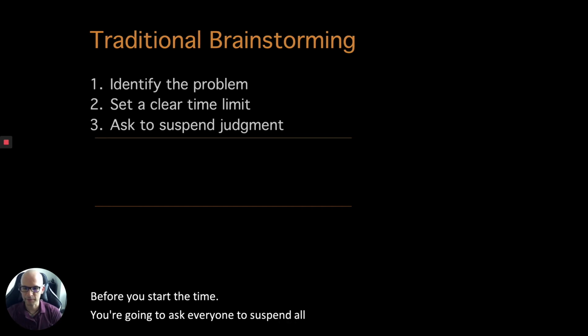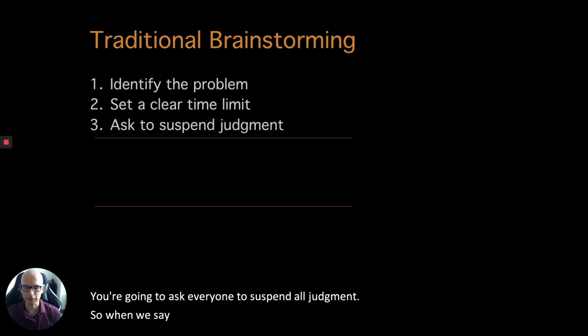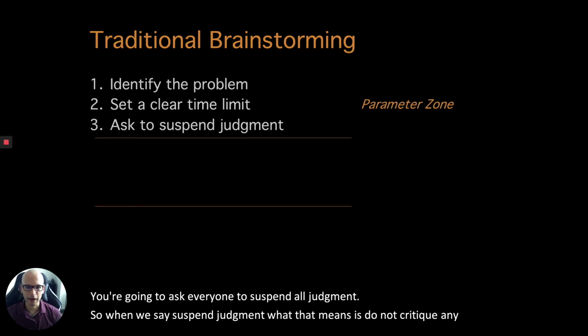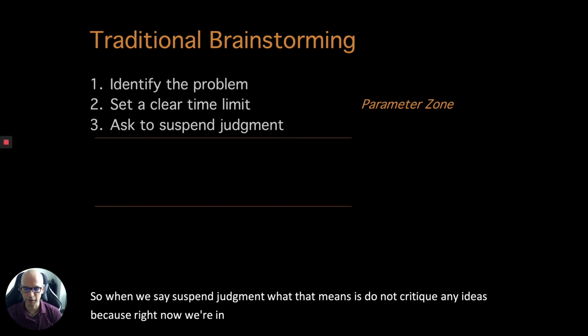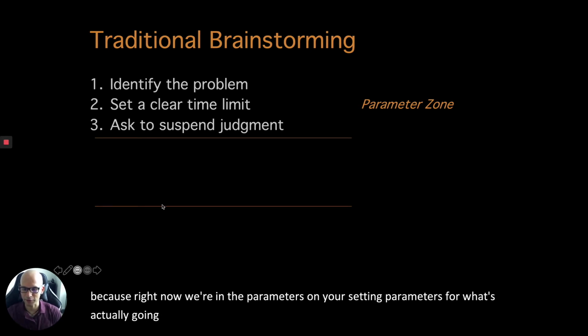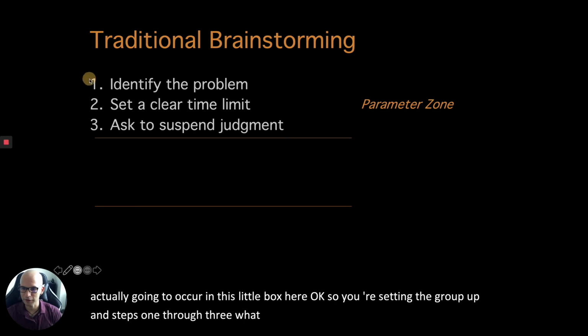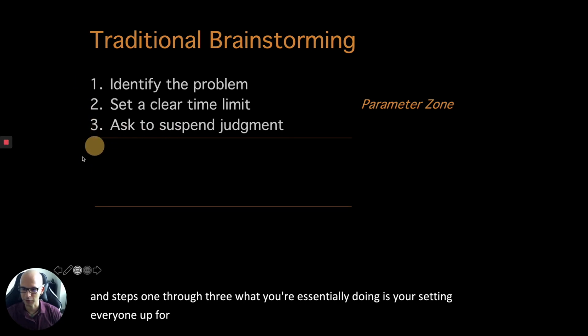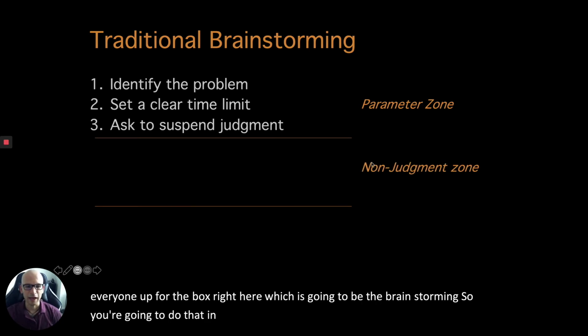When we say suspend judgment, what that means is do not critique any ideas, because right now, we're in the parameter zone. You're setting parameters for what's actually going to occur in this little box here, okay? So you're setting the group up. In steps 1 through 3, you're setting everyone up for the box right here, which is going to be the brainstorming. You do that in the parameter zone, and this little box is called the non-judgment zone.